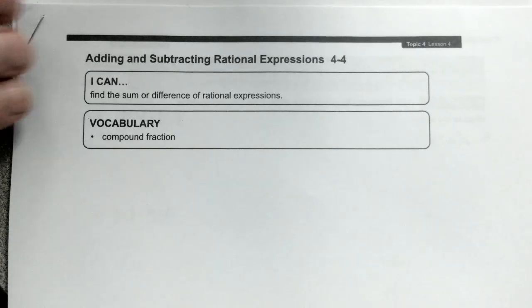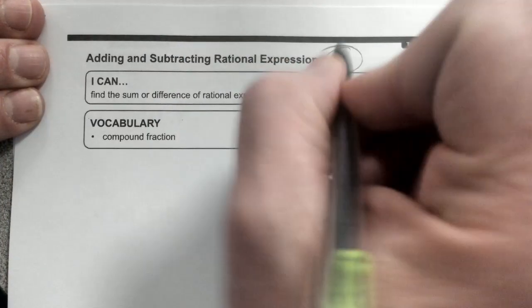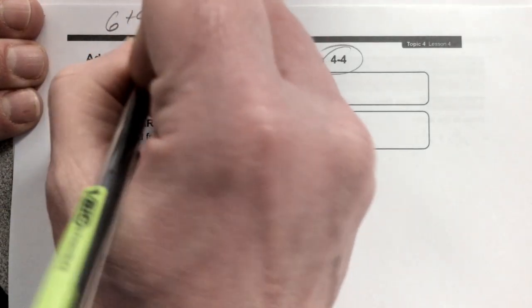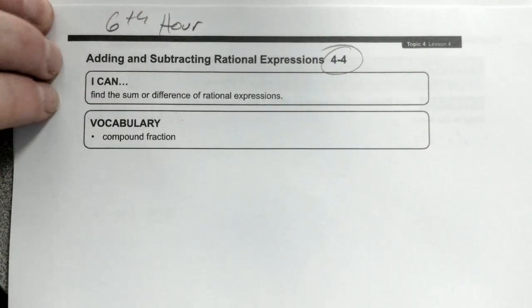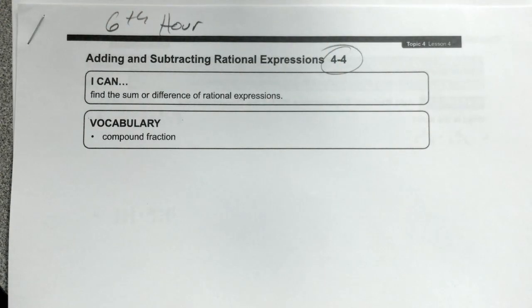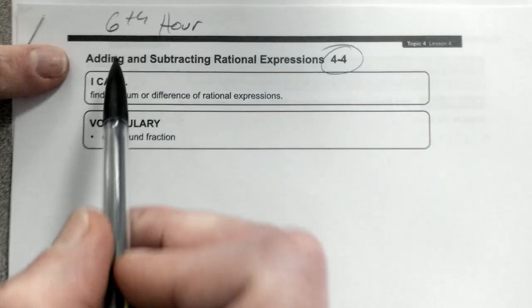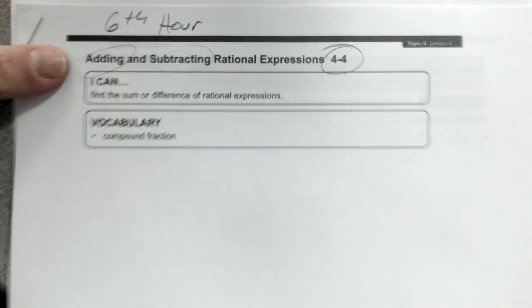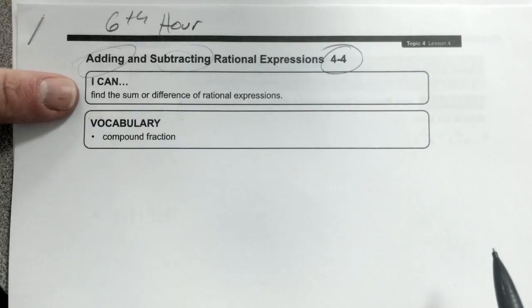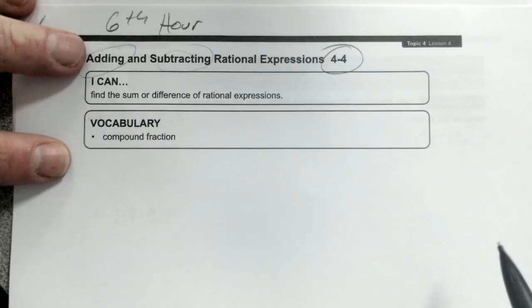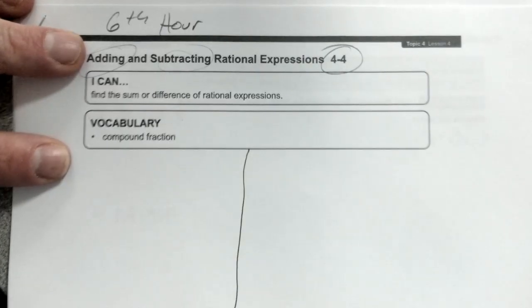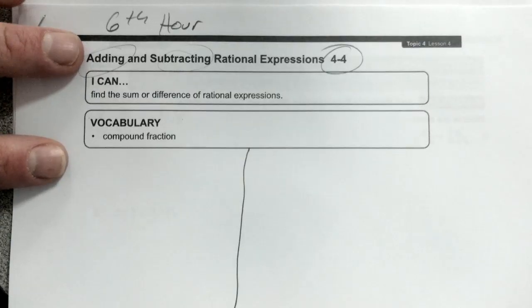All right, we are dealing with 4-4. This is 6th hour. I know, Gracie, you're in 5th hour, but the notes are the same. All right, we are dealing with addition and subtraction. Right, so we need to be able to find the sum or difference of rational expressions. Much like we did with multiplication and division, I'm going to do arithmetic first.